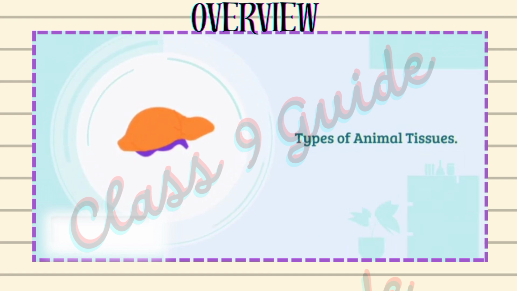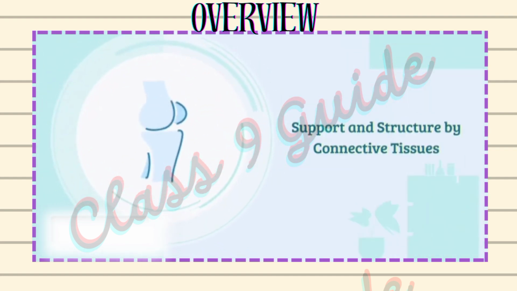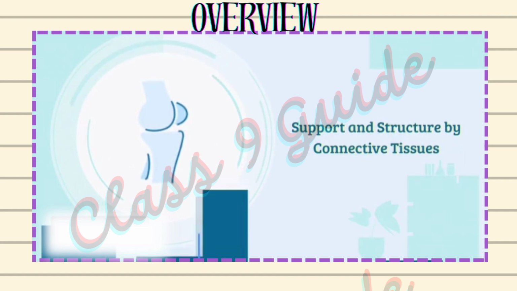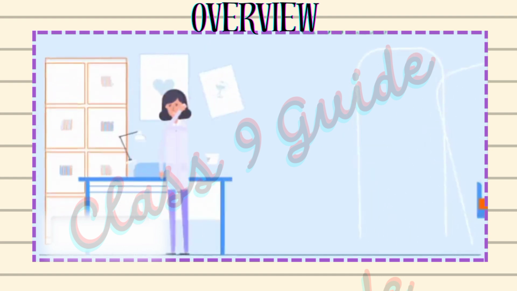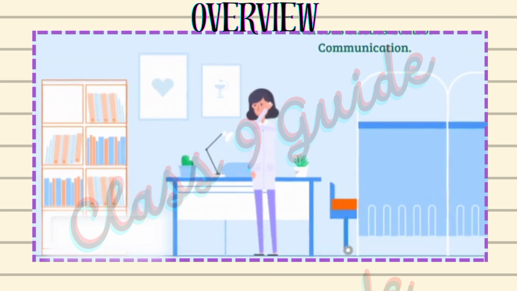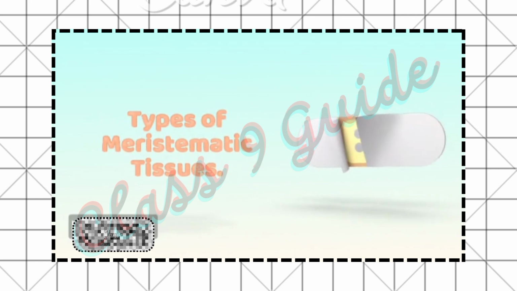Animal tissues are categorized into epithelial, connective, muscular, and nervous tissues. Epithelial tissues cover and protect surfaces in the body. Connective tissues provide support and structure. Muscular tissues enable movement. Nervous tissues. Meristematic tissues are undifferentiated plant tissues with the ability to divide and differentiate.